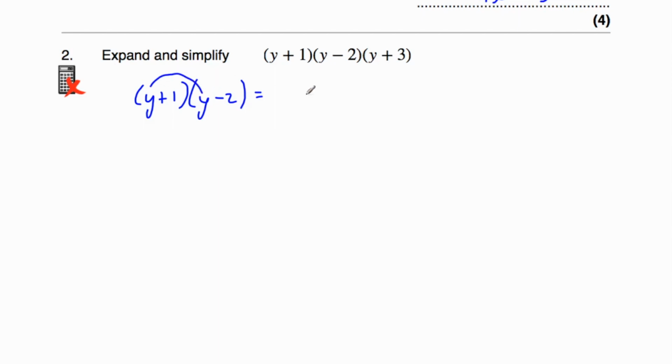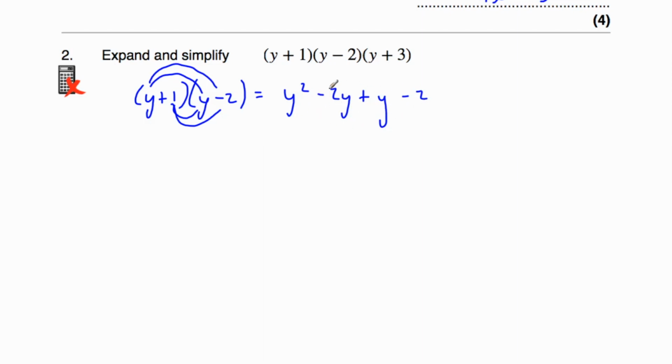So y times y is y squared, and y times minus 2 is minus 2y. So we've multiplied both these terms by y. Now let's multiply them both by 1. So 1 times y is plus 1y, or just plus y, and 1 times minus 2 is minus 2. So we've got y squared minus 2y plus y minus 2.